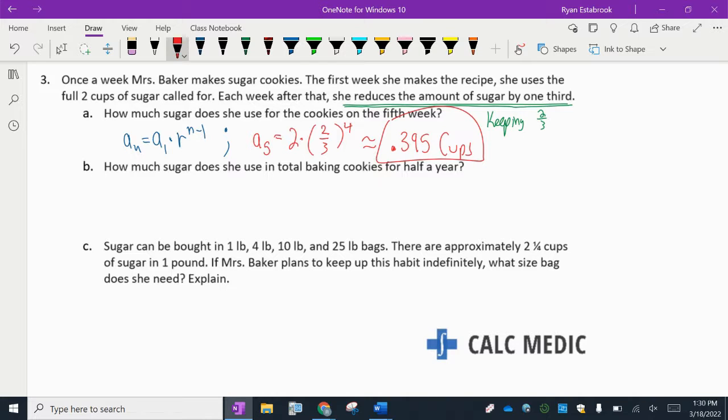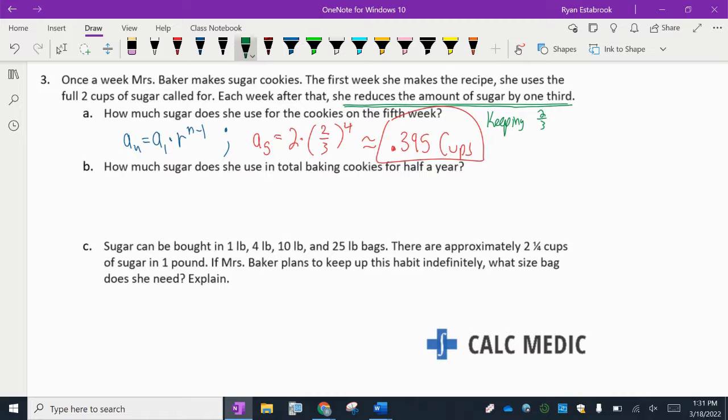So again, maybe the goal here is I'm trying to use less sugar. The 1st week they tasted great, the regular amount of sugar. By week 5, maybe she's hoping they don't notice the subtle difference every week because she's only using 0.395 cups of sugar. Or she's healthy.